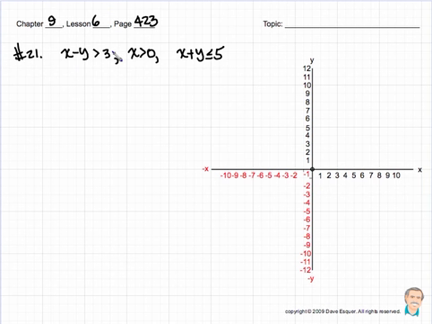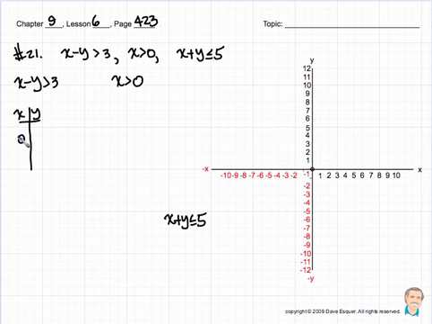Let's try our next problem, number 21. This one has 3 pieces to it. Again, if we go slow, we'll be okay. x minus y is greater than 3. x is greater than 0. Well, that one's not so bad. And let's put x plus y is less than or equal to 5 down below.